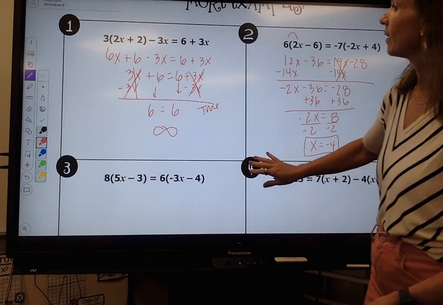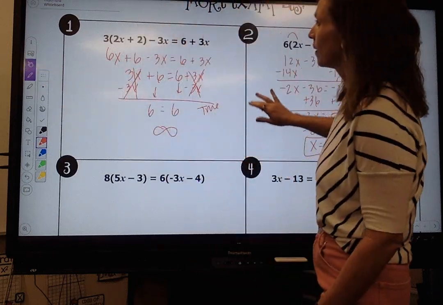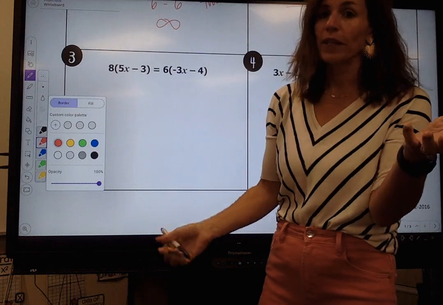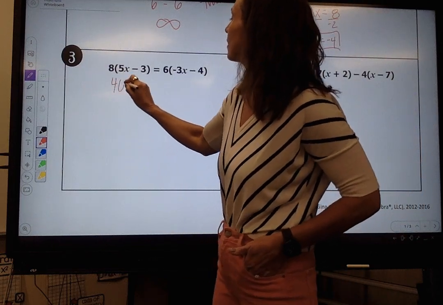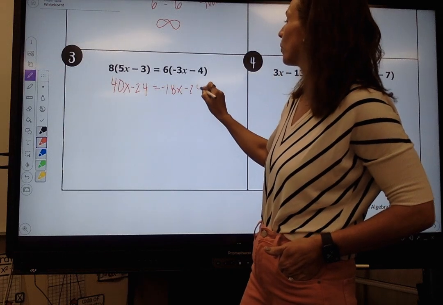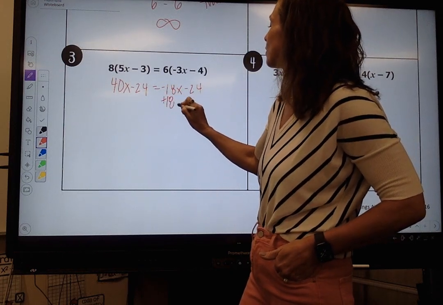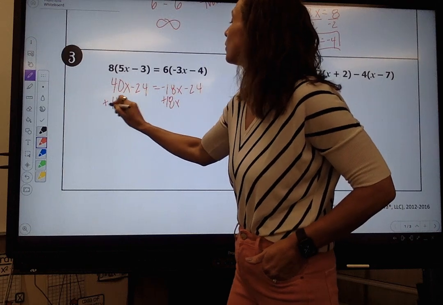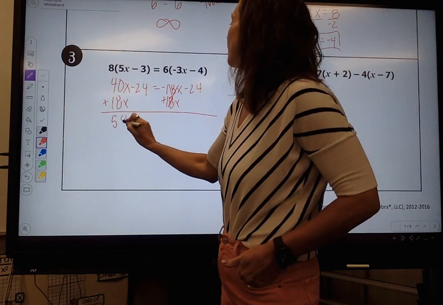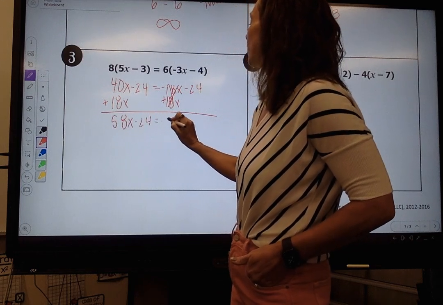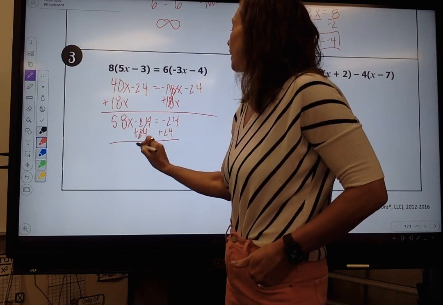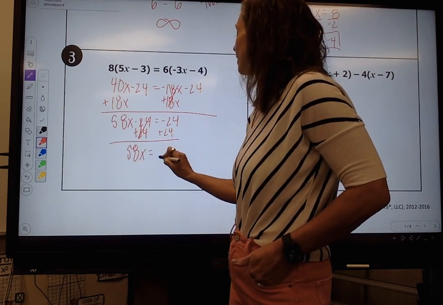Let's go back. Let's look at number 3. All right, so distribute if needed. I need to. So I get 40x minus 24 equals negative 18x minus 24. I add 18x to both sides. My variable term does not cancel out, so I know that I'm going to have a solution. And I get 58x minus 24 equals negative 24. I add 24 to both sides, and I get 58x equals 0.